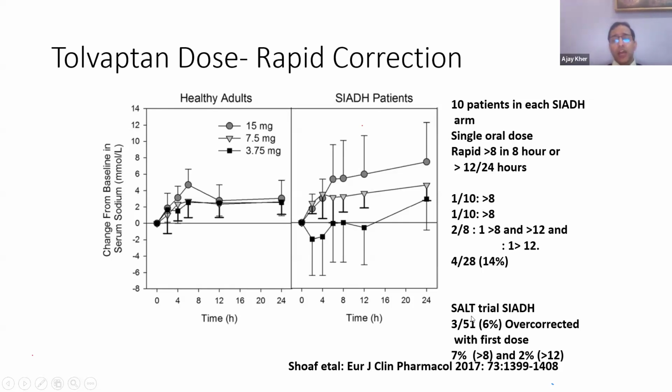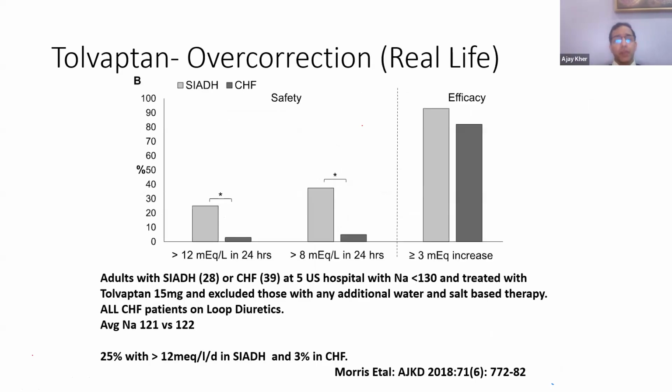And in the SALT trial, the overcorrection with first dose was 6% and overall was about 2% of more than 12 in 12 hours, or more than 12 in 24 hours. And so if you even give small doses in SIADH, the first response can be 10 to 12% overcorrection. And so this is what happens in real life. So that was a study that was done by Otsuka.